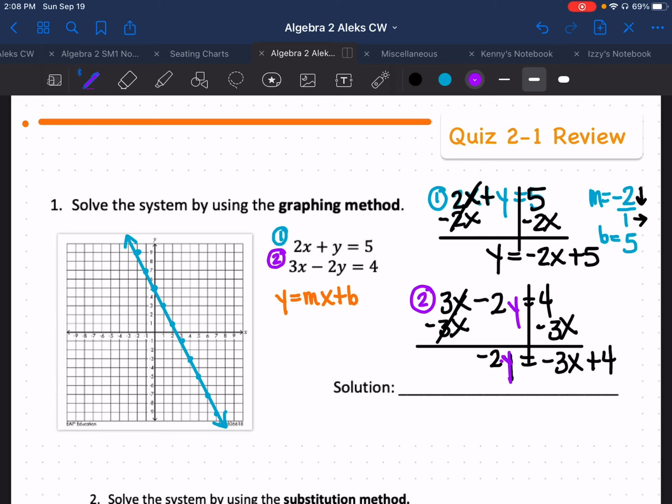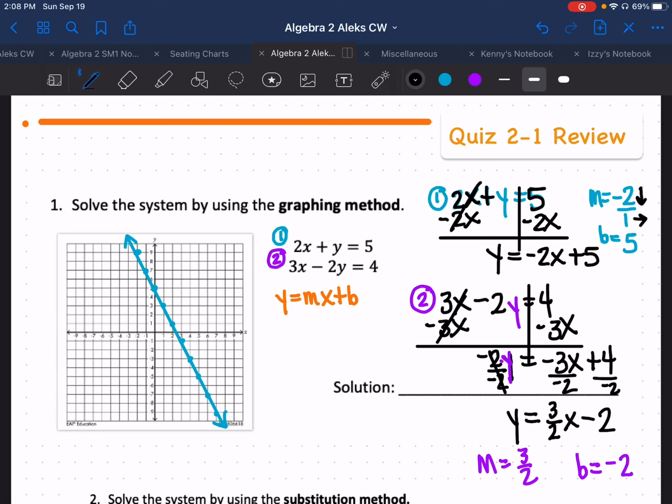I'm going to remind myself that there's multiplication hiding here, so I'm going to divide everybody by -2. Remember, don't be stingy. Divide everybody by the -2. Because the negative and the negative will become a positive when we divide, I get 3/2 x, and then 4 divided by -2 is going to be -2. Now I can see that my slope is 3/2, and my y-intercept is -2.